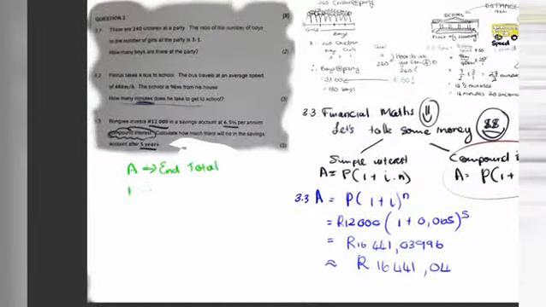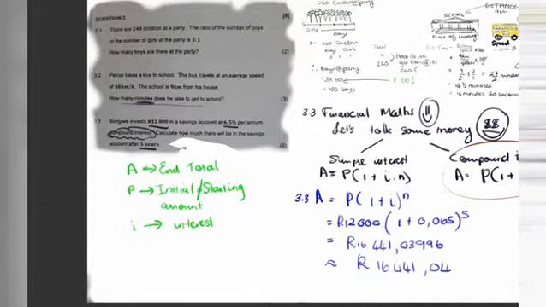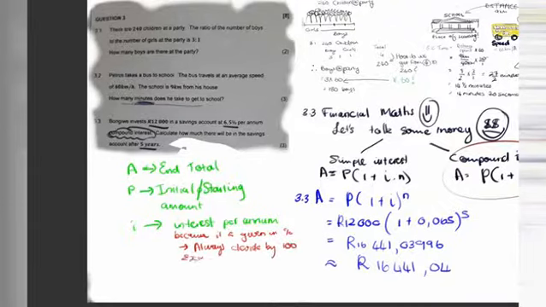You know the difference between the two formulas is your simple interest and your compound interest. Your A stands for your end total, your P stands for your initial or starting amount, and I stands for interest per annum. But if they only provide you with the percentage, you should always divide it by 100, because percentage is out of 100. And then N is your time period, or how long you are investing the money.